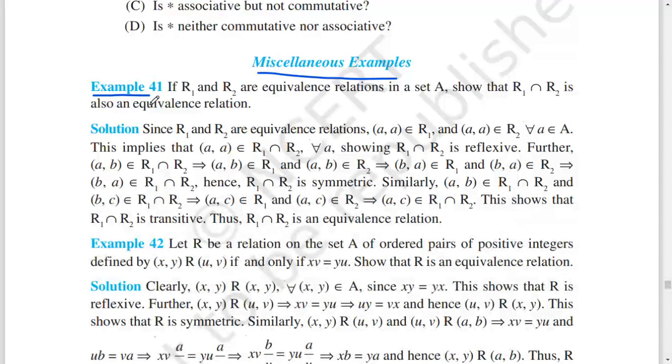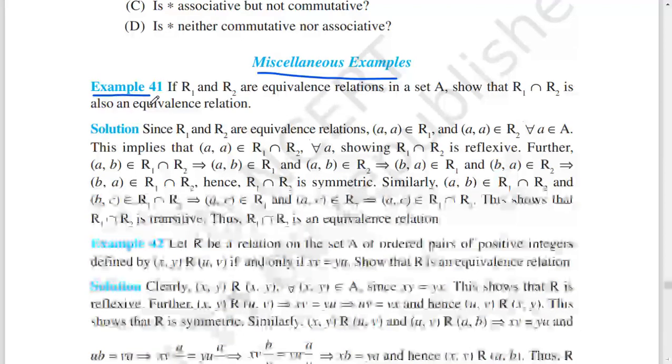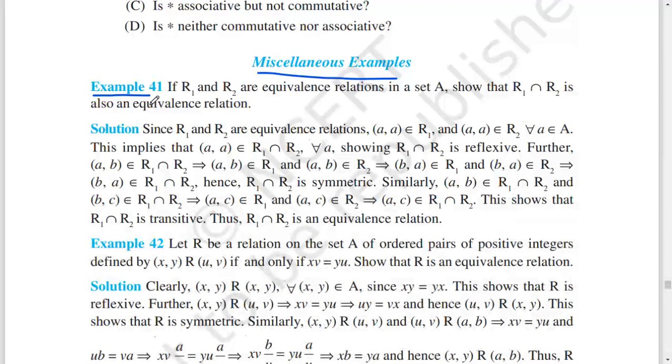Example 41. If R1 and R2 are equivalence relations in a set A, show that R1 intersection R2 is also an equivalence relation. Solution: since R1 and R2 are equivalence relations, (a, a) belongs to R1 and (a, a) belongs to R2 for all a belonging to A. This implies that (a, a) belongs to R1 intersection R2 for all a, showing R1 intersection R2 is reflexive.